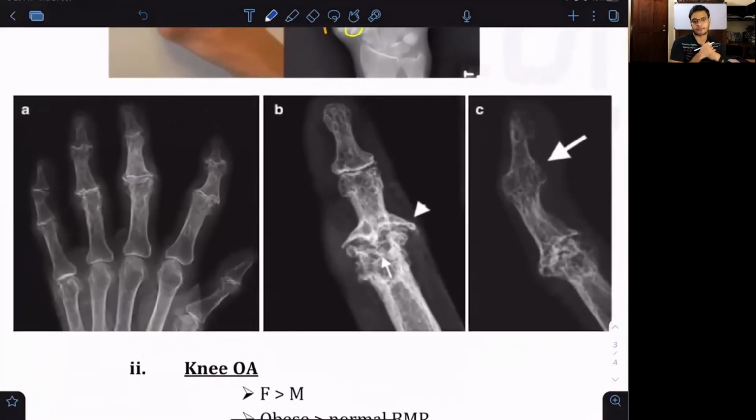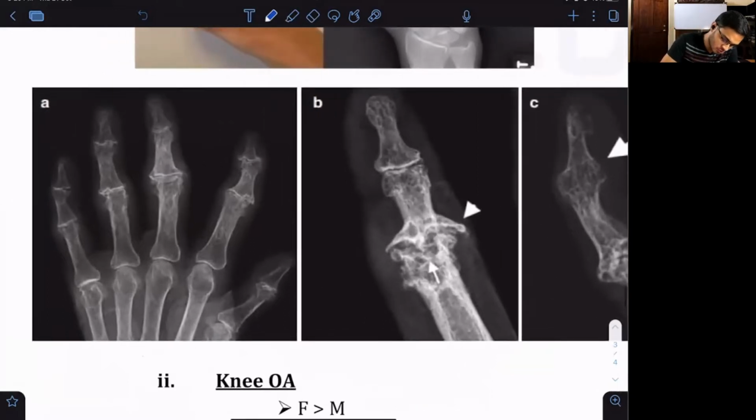Look here, guys. The first one, what I want you all to appreciate: look at these joint linings. These joint linings look very abnormal. They are not straight lines. Very abnormal, and there is reduced joint space.